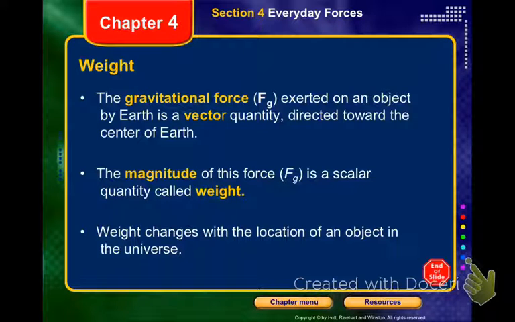Some of it you've already heard, like gravitational force. You know that's the force due to gravity. Weight is the magnitude of this force due to gravity. We were talking about weight right there, which is a scalar quantity, and you already know it changes with the location of the object in the universe. So if it's on the moon, is it going to weigh more or less? It's going to weigh less.